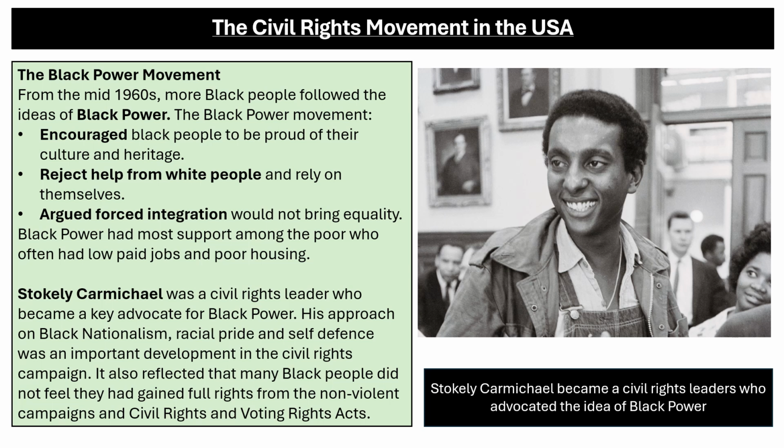Now, a civil rights leader who became a key advocate for Black Power was Stokely Carmichael, who you can see pictured here. His approach on the idea of black nationalism, racial pride and self-defense was an important development in the civil rights campaign. It also reflected that many black people did not feel they had gained full rights from the non-violent campaigns and the Civil Rights and Voting Rights Acts.